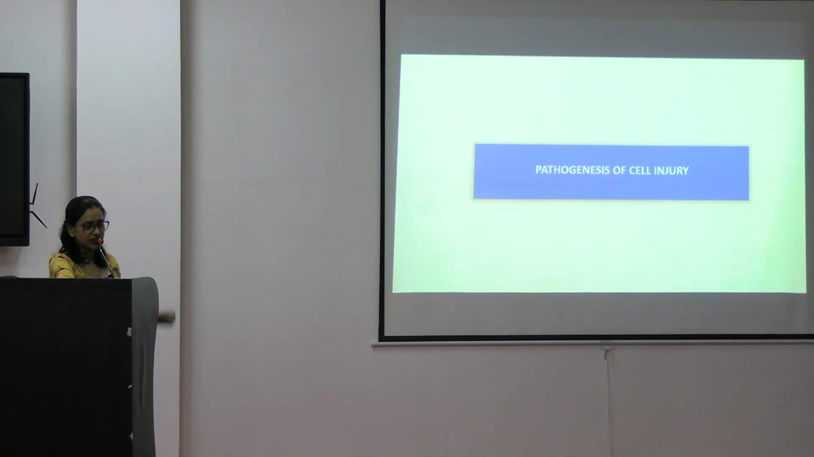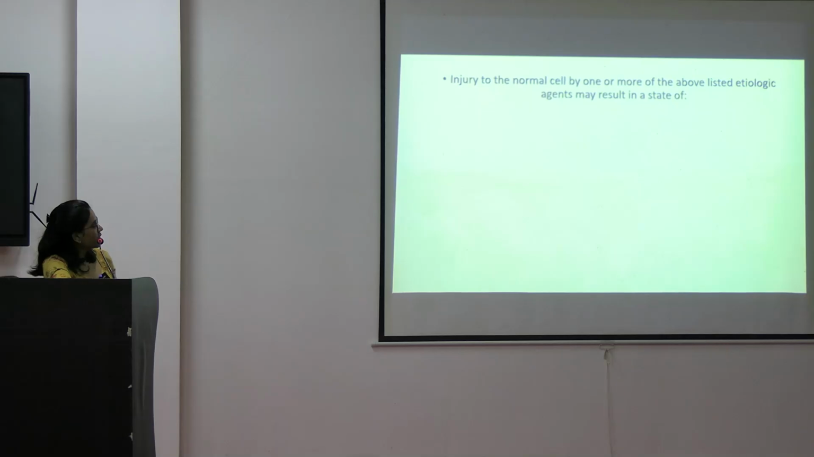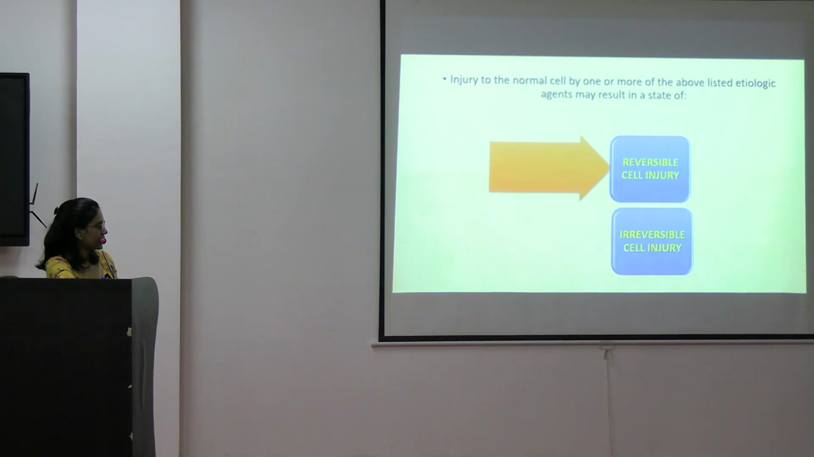Now the pathogenesis of cell injury. So in pathogenesis, we have to know that if a normal cell is affected by any of the etiologic agents that we just studied, it can cause either reversible cell injury or irreversible cell injury.